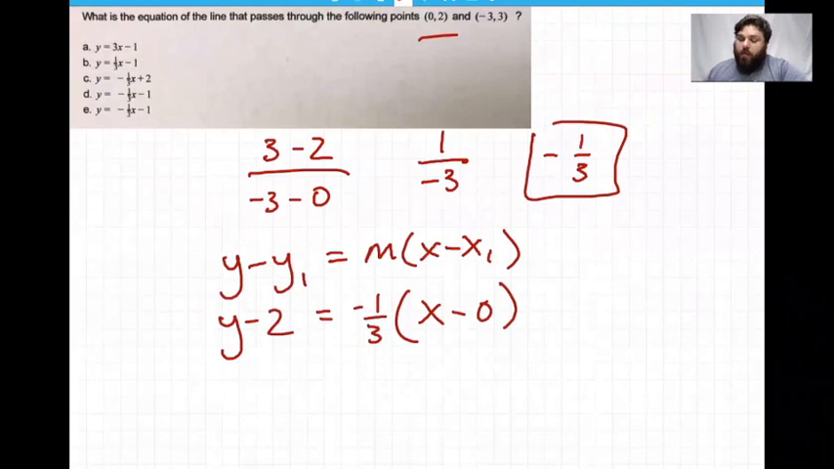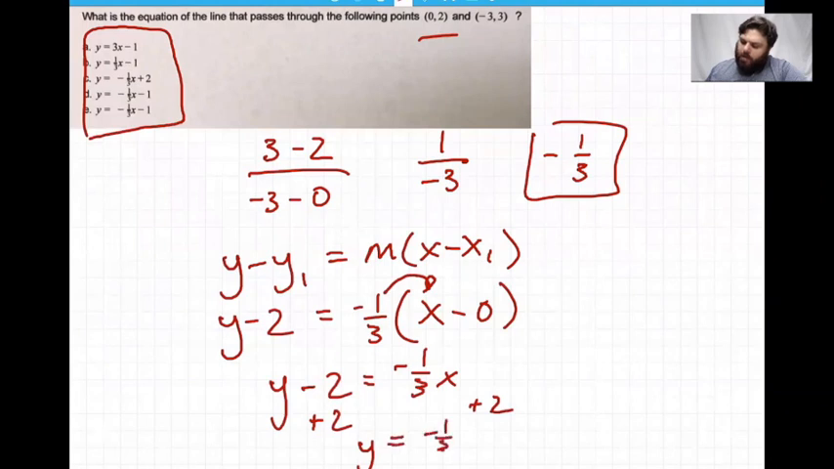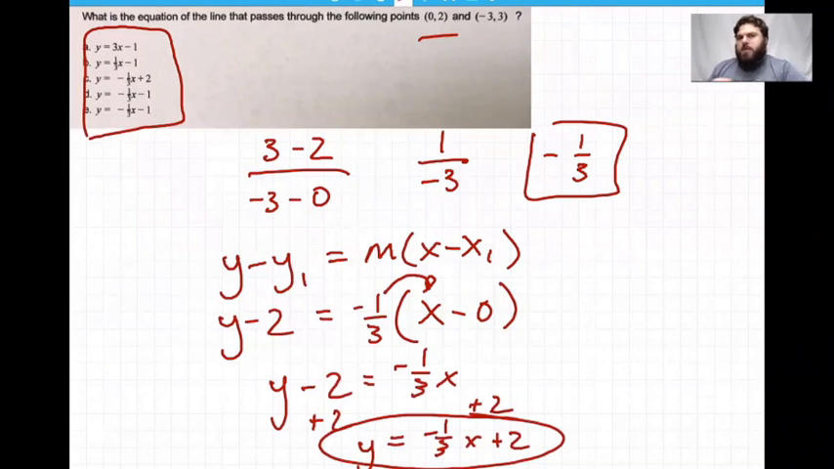Then I just solve for y, because if you look at all your answers, they're not in standard form. They're all in slope-intercept form. So I distribute this. I get y minus 2 equals negative 1/3 x. Add the 2 over, and I get y is equal to negative 1/3 x plus 2. Easy as that. So just know where you're at and what you can use to get to where you want to go. So we're going to say that choice C is the correct choice.